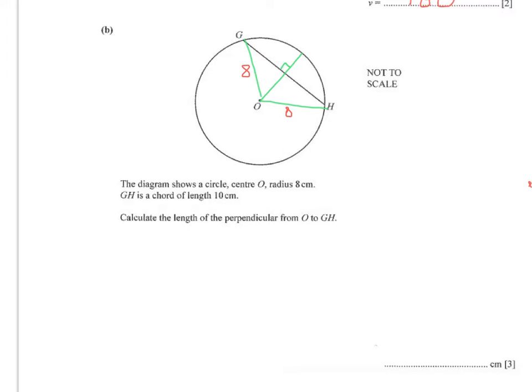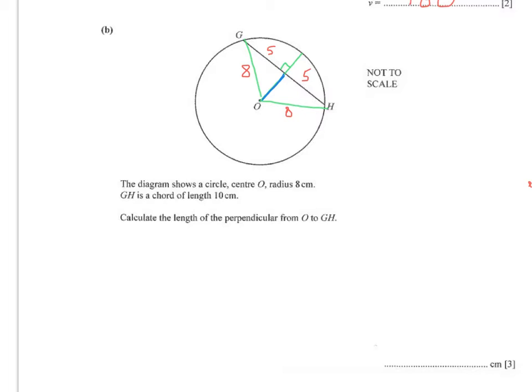Also, we know GH is a chord of length 10 centimetres, and I know that when a chord is bisected by a radius, it's at a right angle. So that must be the bisector. So that length must be 5 there, and that length must be 5 there. The key part is this bit of the line I'm going to label blue, so that's what we're after.